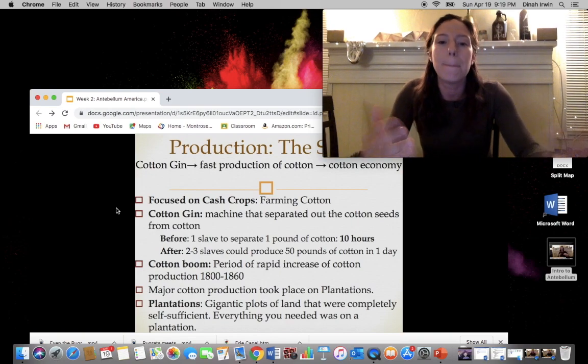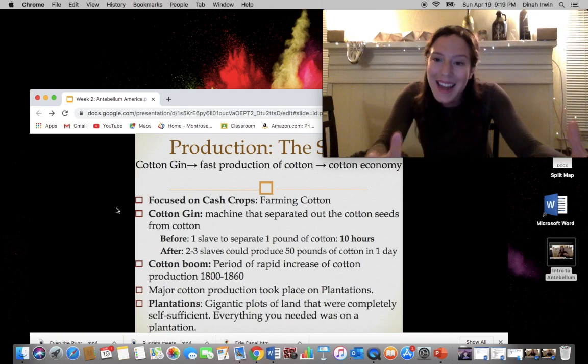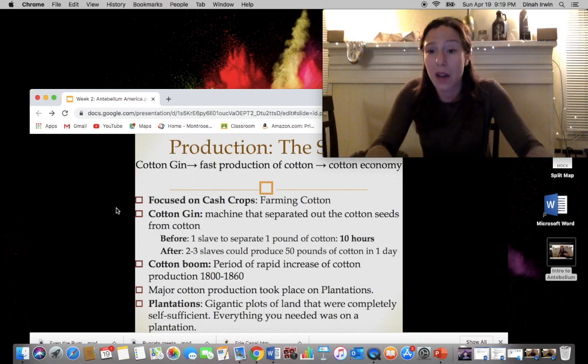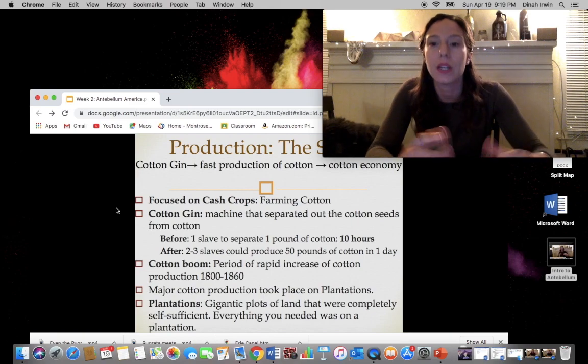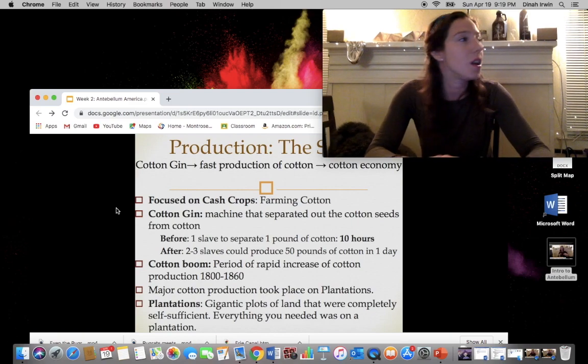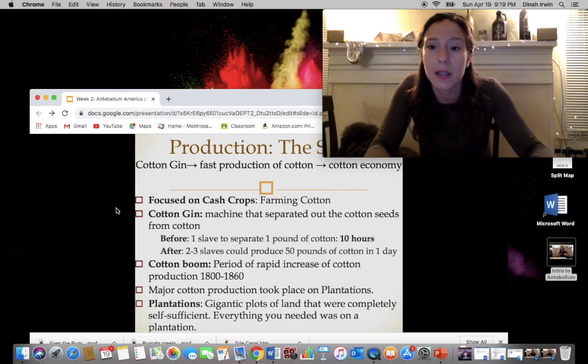So basically, before the cotton gin, it would take one slave 10 hours to make 1 pound of cotton, okay? After the cotton gin, 2 or 3 slaves could produce 50 pounds in one day. That is a ridiculous increase in cotton production.